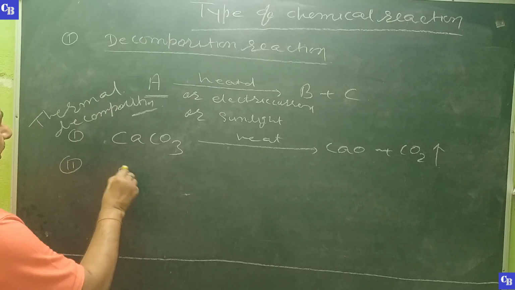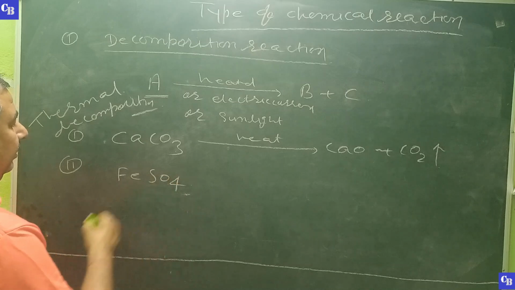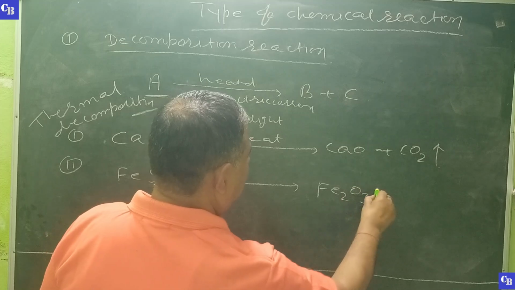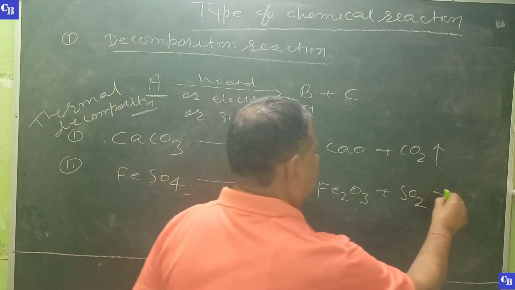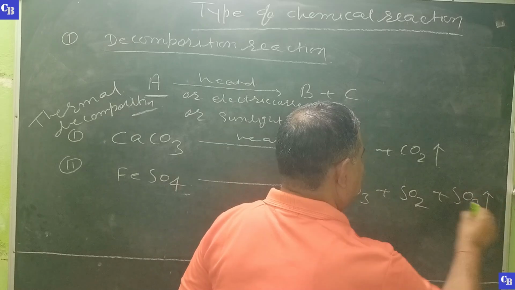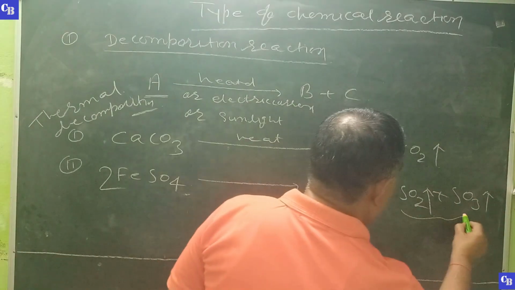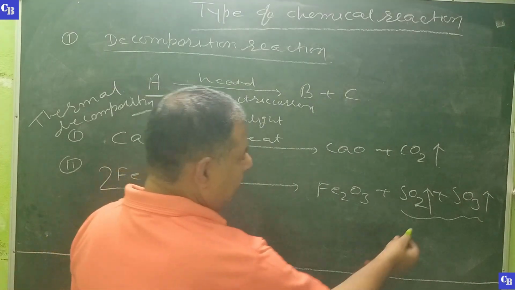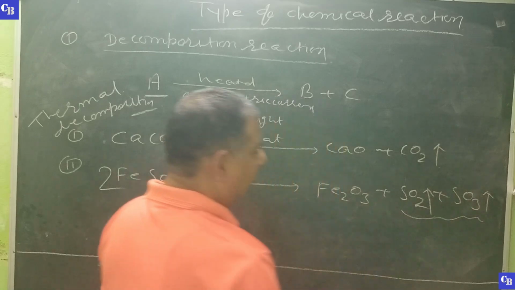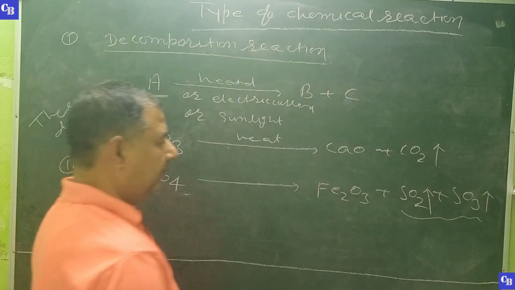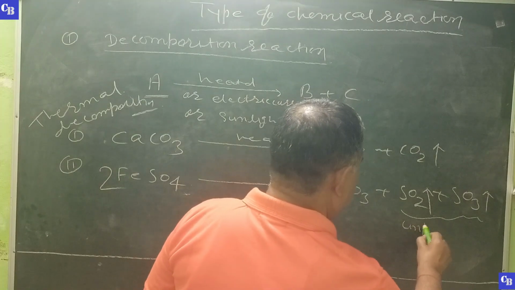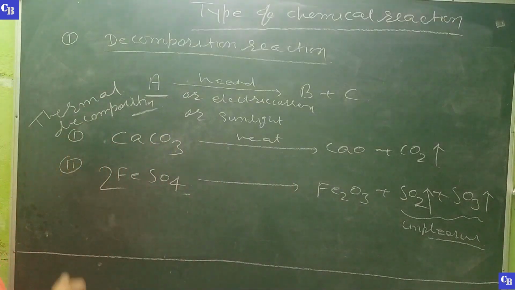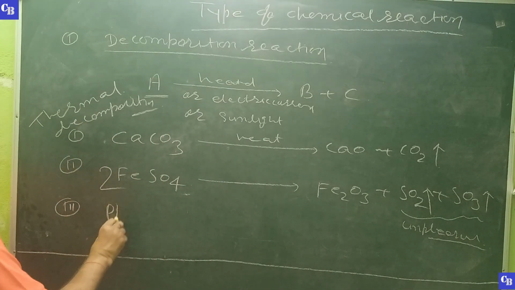Another example is ferrous sulfate. When ferrous sulfate is heated, it decomposes into ferric oxide, and sulfur dioxide and sulfur trioxide gases are evolved. You identify the decomposition of ferrous sulfate by the foul smell of sulfur dioxide and sulfur trioxide, an unpleasant smell.